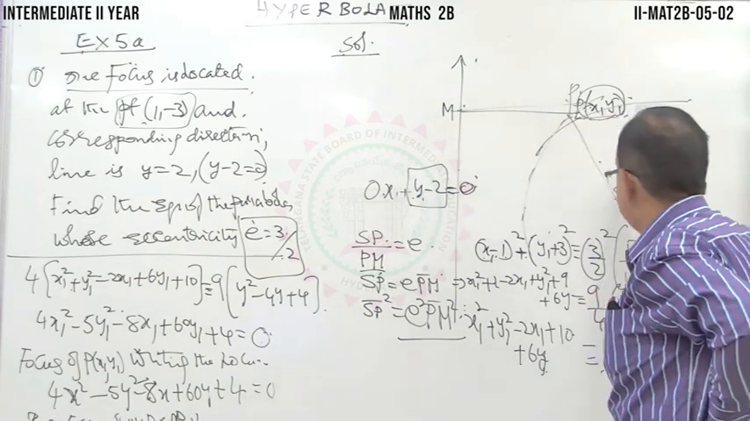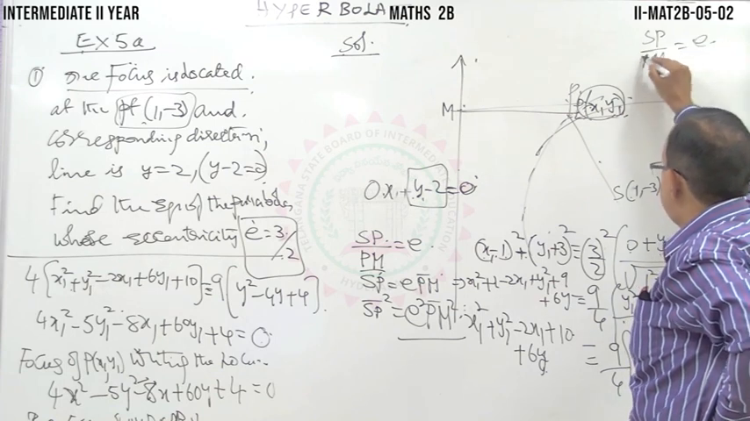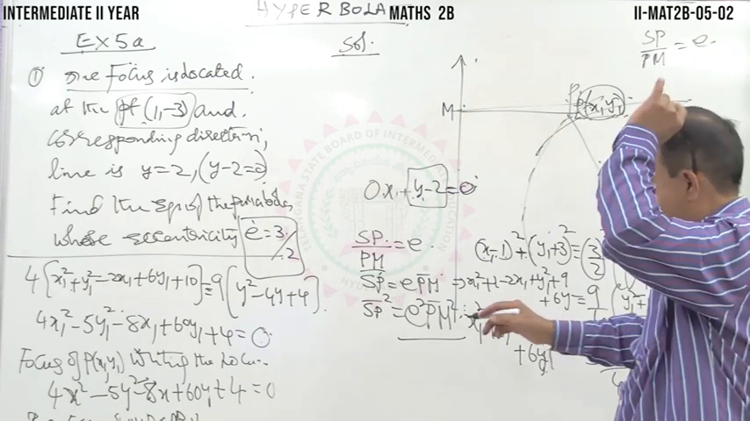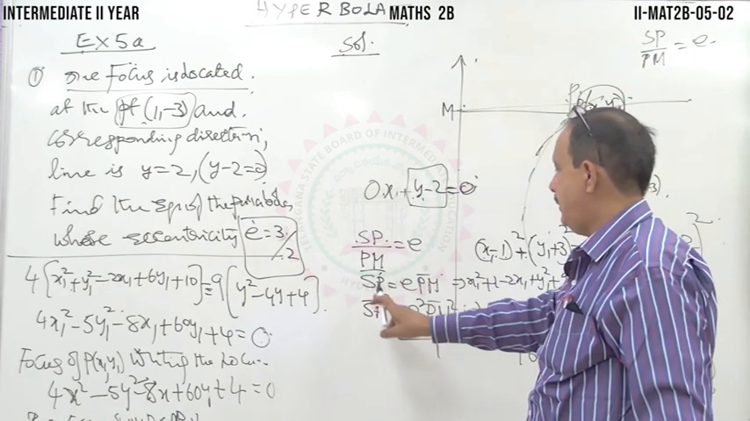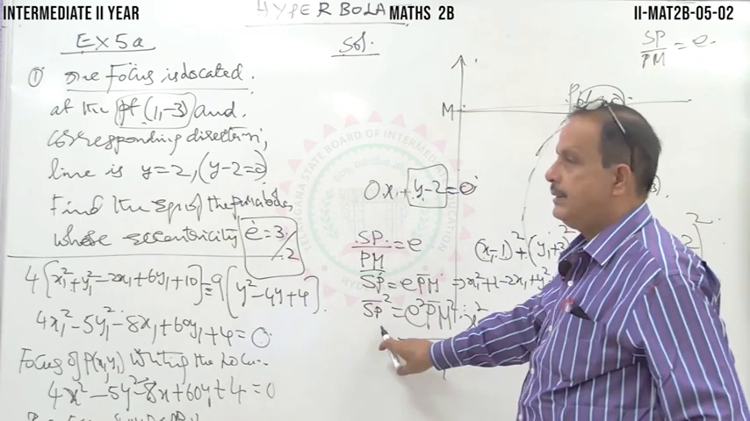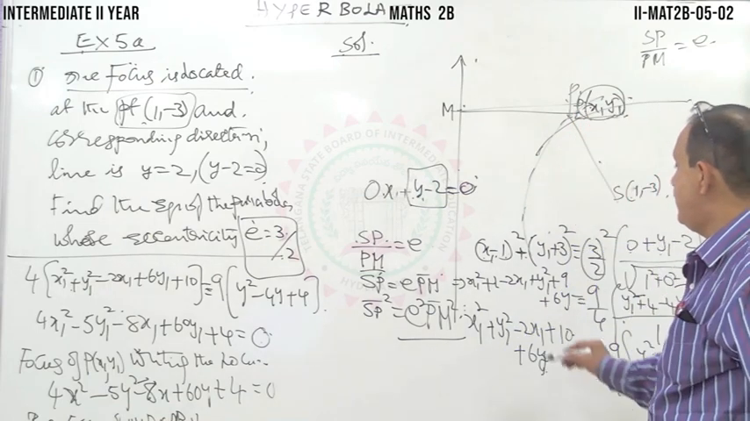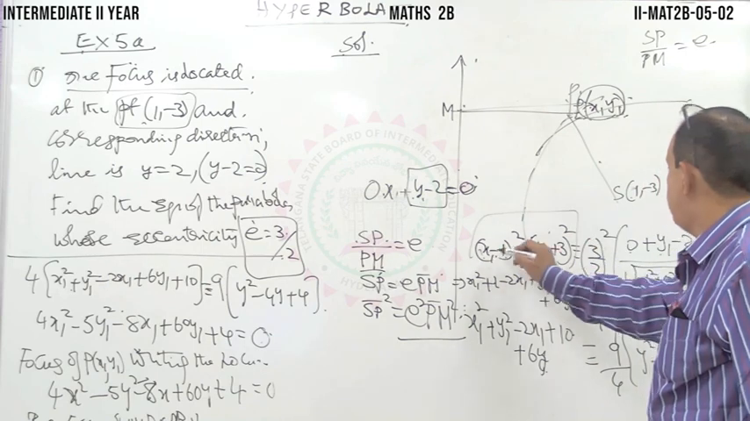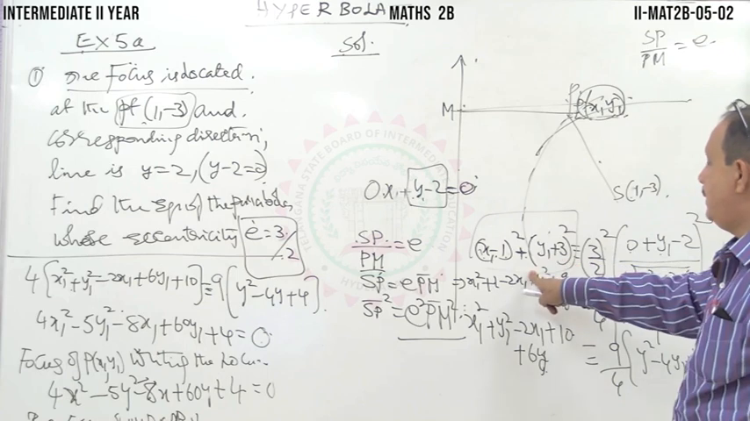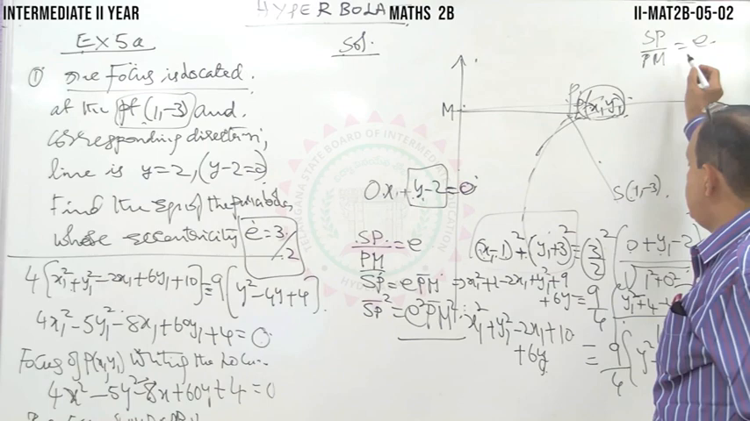Now SP by PM is equal to eccentricity. So SP by PM we have derived, as you have seen, SP by PM is equal to E. By cross multiplication, E into PM, squaring on both sides, SP square is equal to E square into PM square. Now, as you know, SP square is the distance between the point and the focus. Focus is 1 comma minus 3, point is x1, y1. We have calculated the distance, x2 minus x1 whole square plus y2 minus y1 whole square. And then the E square part is there.